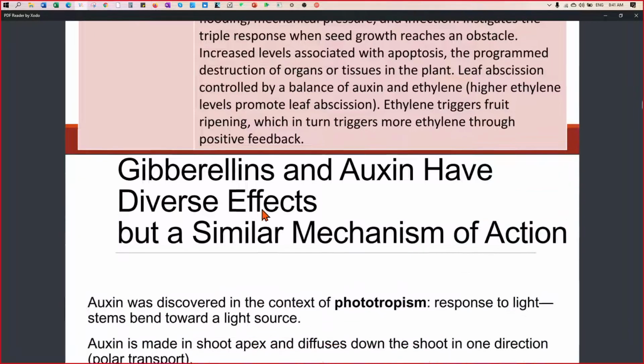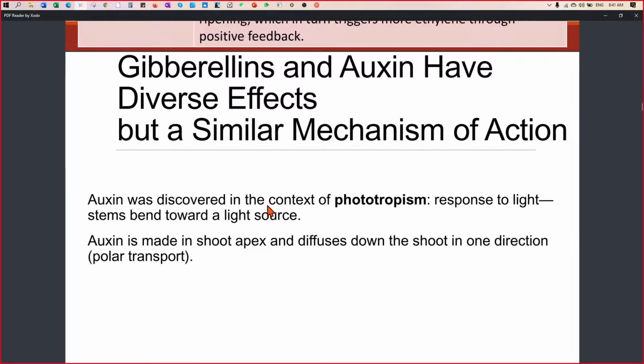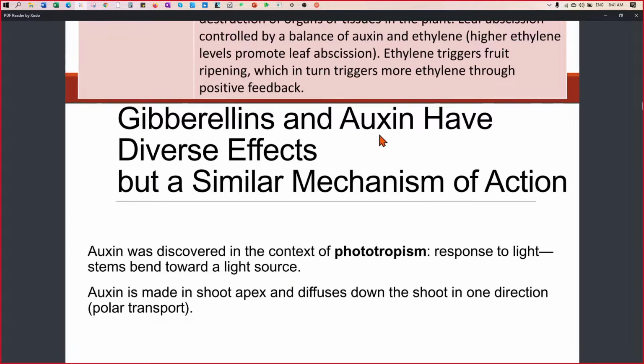So the point that you need to take now is that auxin and gibberellin actually have diverse effects. Auxin is usually associated with growth. Gibberellin is usually associated with elongation and also seed germination. But their mechanisms of action are actually overlapping.